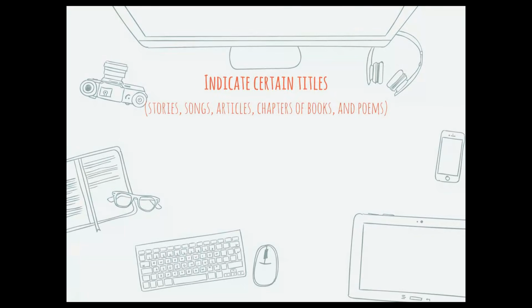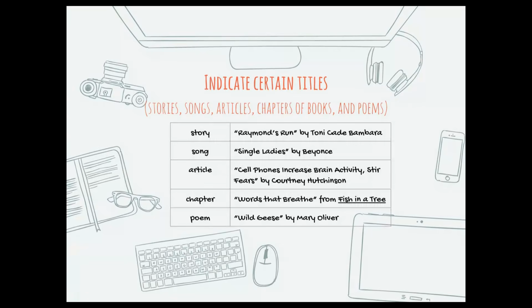And sometimes we use quotations to indicate certain types of titles. So stories, songs, articles, chapters in a book, and poems all use quotation marks. So here is an example of each of those types of things, but we treat it just like a regular title, so it's capitalized, and then it has quotation marks to indicate to your reader that it is in fact a title.